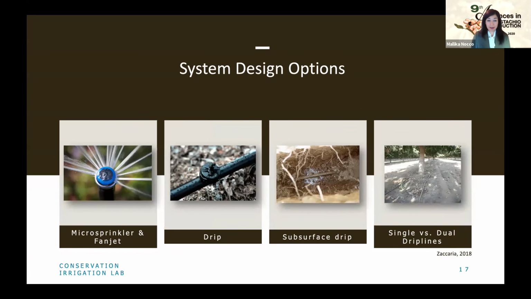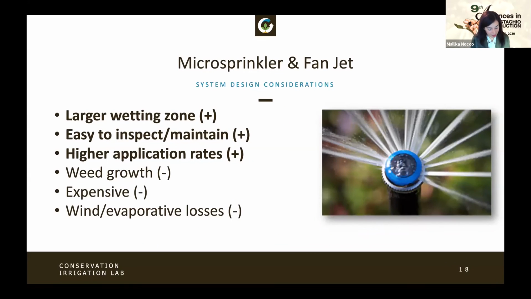So you have several options in how you want to do this. It's not a one size fits all scenario. There are going to be benefits and drawbacks to each one, and it's really going to depend on your system and your operation which one works best for you, or maybe you use a combination in some cases. So you've got micro sprinkler and fan jet combinations, drip irrigation, subsurface drip irrigation, and then the option to do single versus dual drip lines. Keep an eye on my clock.